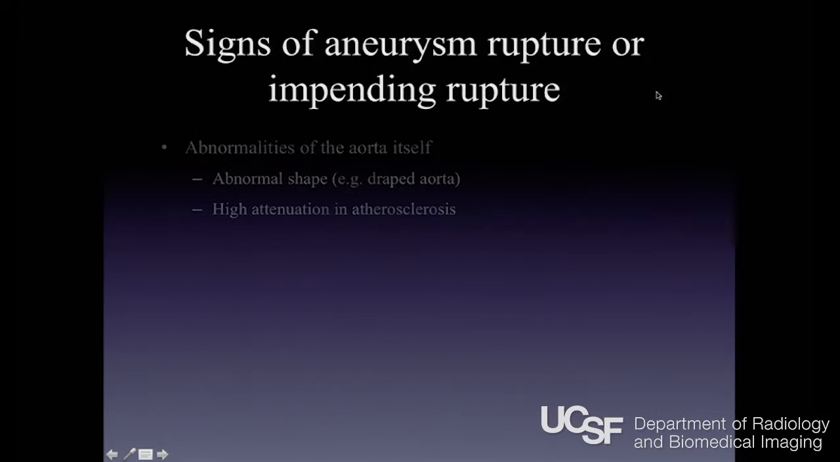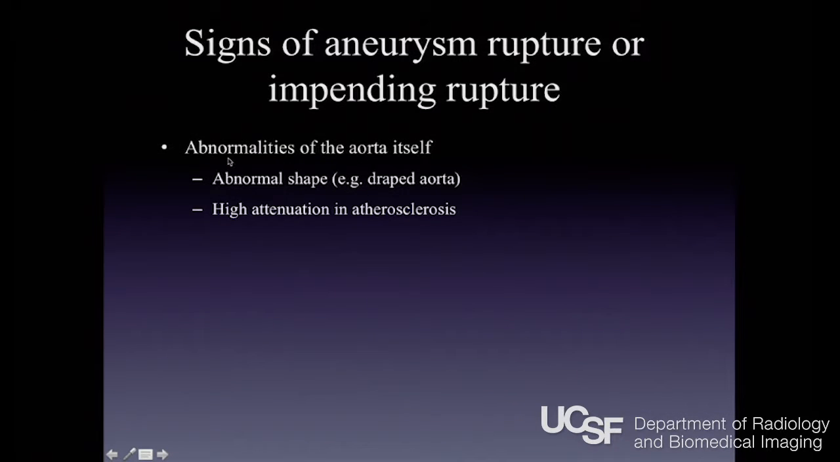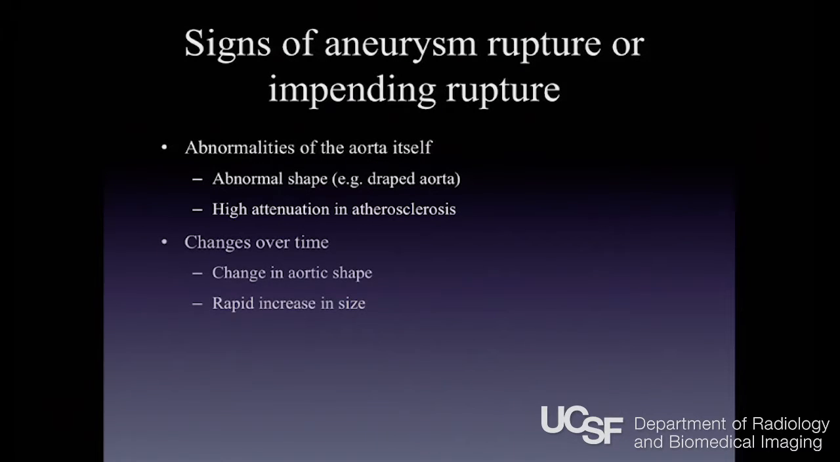So what are the other signs that we look for for impending rupture? One is the aorta itself looks abnormal. It has a weird shape. It's not nice and round or oval. In the abdomen, we don't really see this in the chest very much, but in the abdomen, that's the draped aorta sign, where the aorta loses its continuity and sort of drapes over the spine. Sometimes we see bands of high attenuation or large areas of high attenuation within areas of atherosclerosis, which are usually lower density. That is a potential sign of impending rupture.